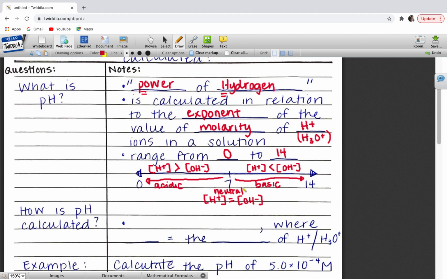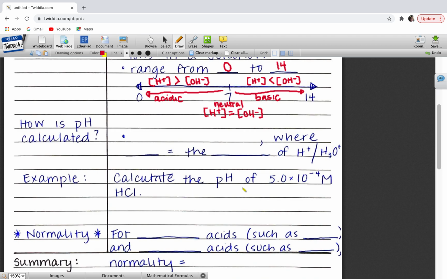So then let's talk about how we calculate this pH value that ranges from 0 to 14. The formula for pH is the negative logarithm. Don't be scared, it's just a button on your calculator, okay? It's the negative logarithm of the concentration of hydrogen ions, or hydronium, however it's given to you. So you see this H+ in brackets, or it might be H3O+ in brackets, same difference, okay?